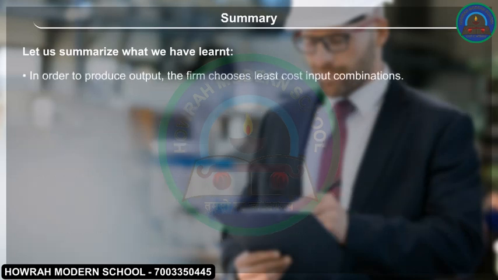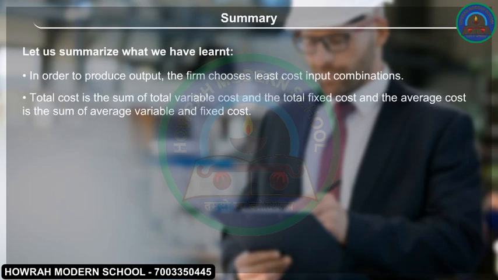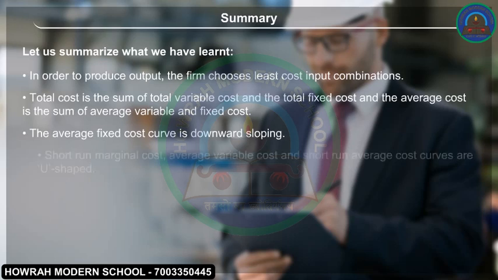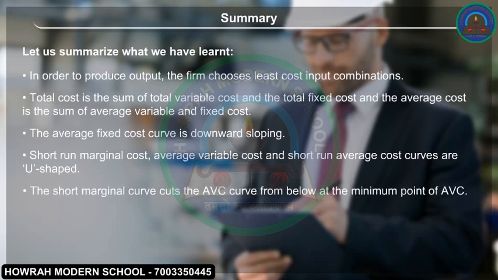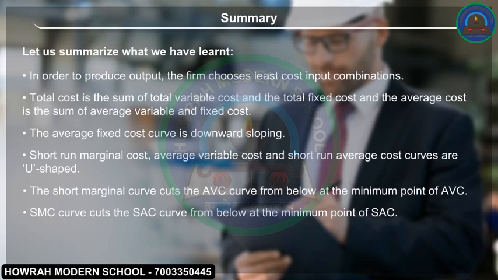In order to produce output, the firm chooses least cost input combinations. Total cost is the sum of total variable cost and total fixed cost, and the average cost is the sum of average variable and fixed cost. The average fixed cost curve is downward sloping. Short-run marginal cost, average variable cost, and short-run average cost curves are U-shaped. The SMC curve cuts the AVC curve from below at the minimum point of AVC. The SMC curve cuts the SAC curve from below at the minimum point of SAC.